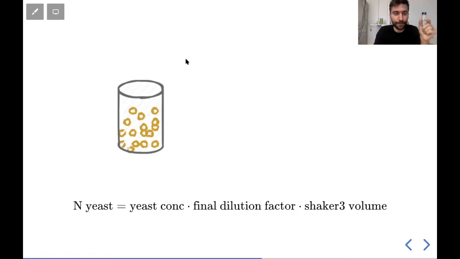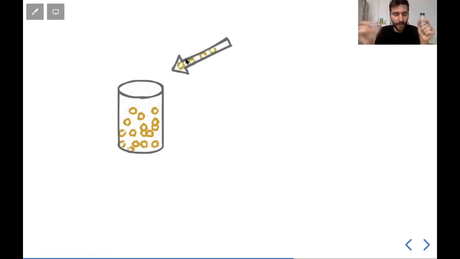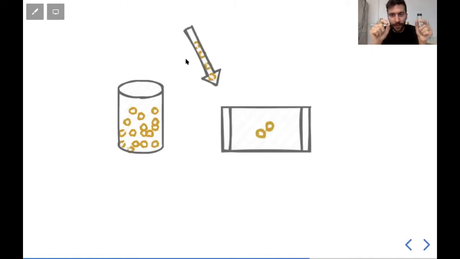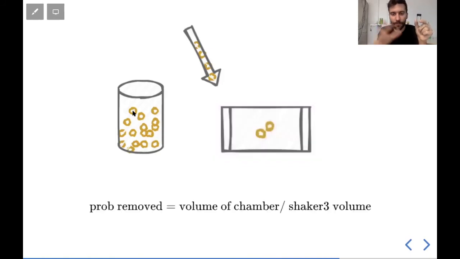I take my pipette, I remove a small fraction of it, and I go to my hemocytometer and add it. And so what I want to know is, what's the probability that a yeast makes it from the vial to the hemocytometer? If you just think about it, it's going to be the fraction of volume on the hemocytometer divided by the volume of the vial. So in math, this is the probability that I took a yeast from here and it landed on my hemocytometer, the little glass plate.